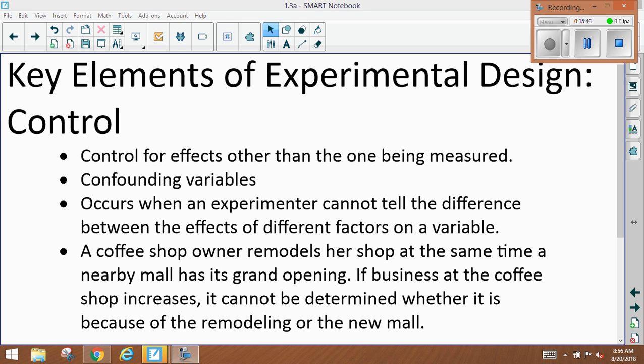So the confounding variables, they occur when an experimenter cannot tell the difference between the effects of different factors on a variable. And there's a good example.